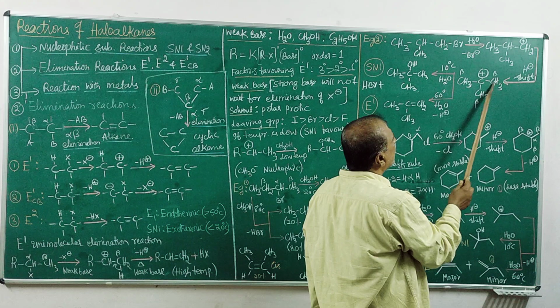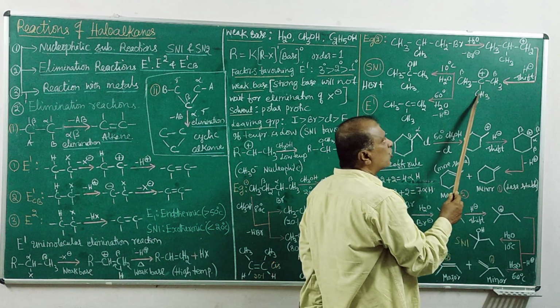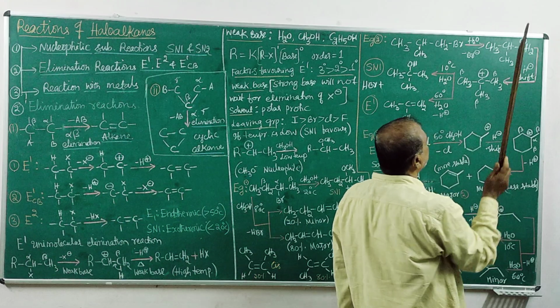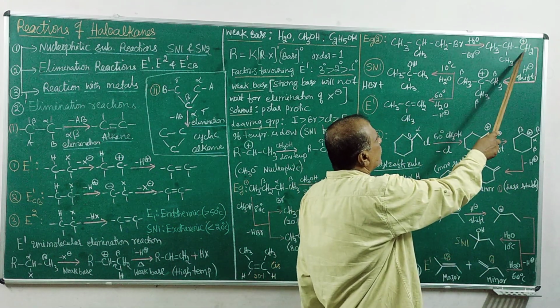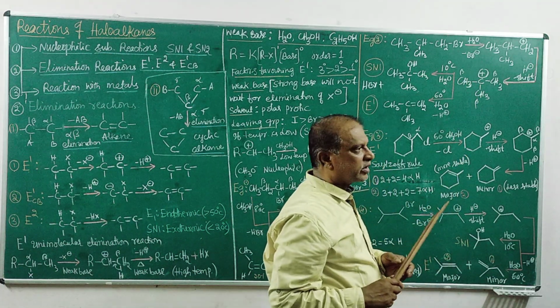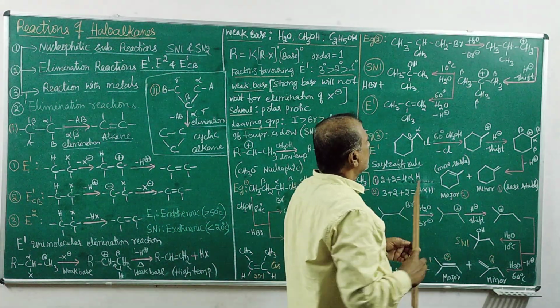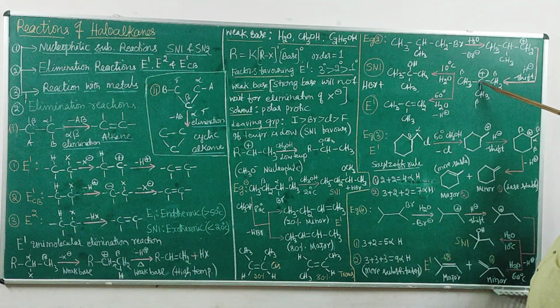Look, this carbocation is tertiary. Tertiary carbocation is more stable than primary carbocation. So this rearrangement takes place after the carbocation formation, becoming a more stable carbocation. Now with this carbocation, this is the alpha carbon. There are two possible reactions.